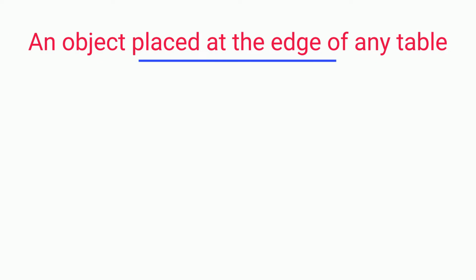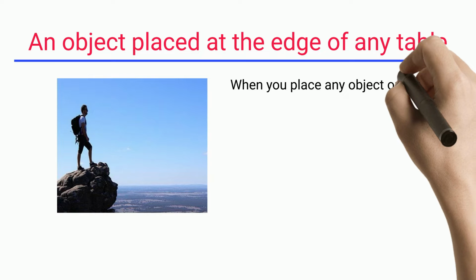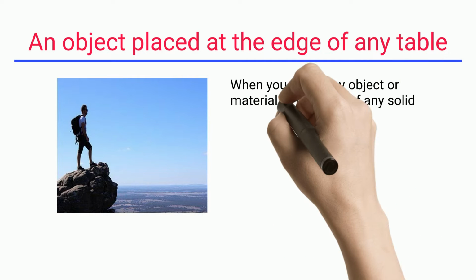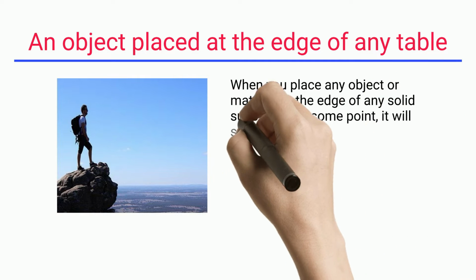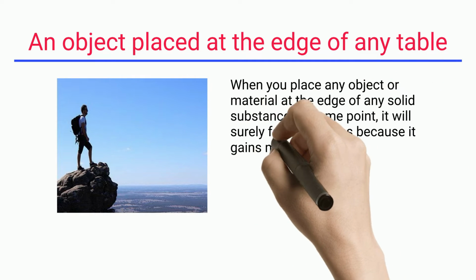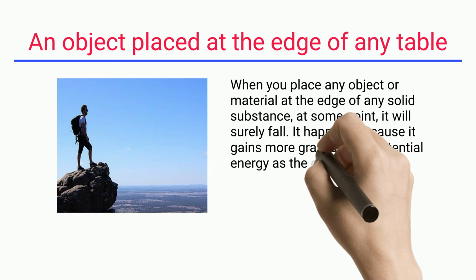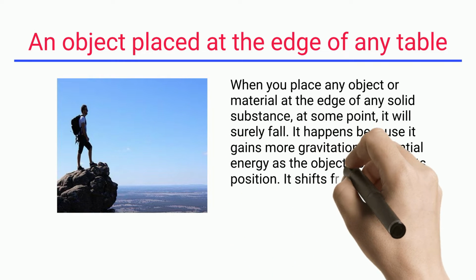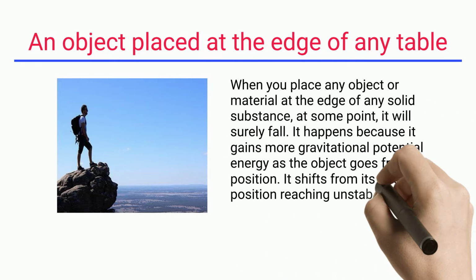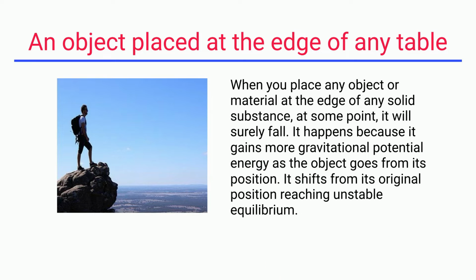An object placed at the edge of any table. When you place any object or material at the edge of any solid substance, at some point, it will surely fall. It happens because it gains more gravitational potential energy as the object goes from its position. It shifts from its original position, reaching unstable equilibrium.